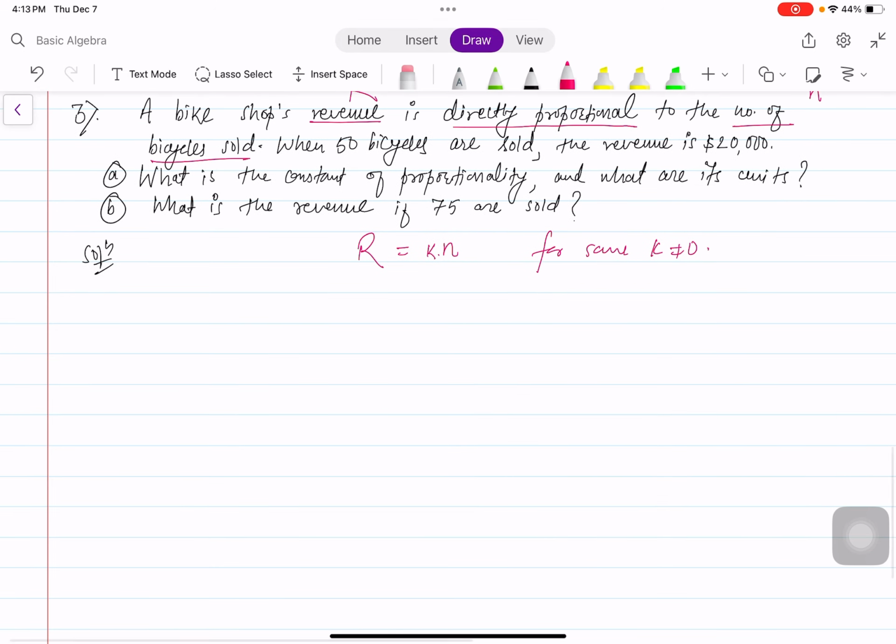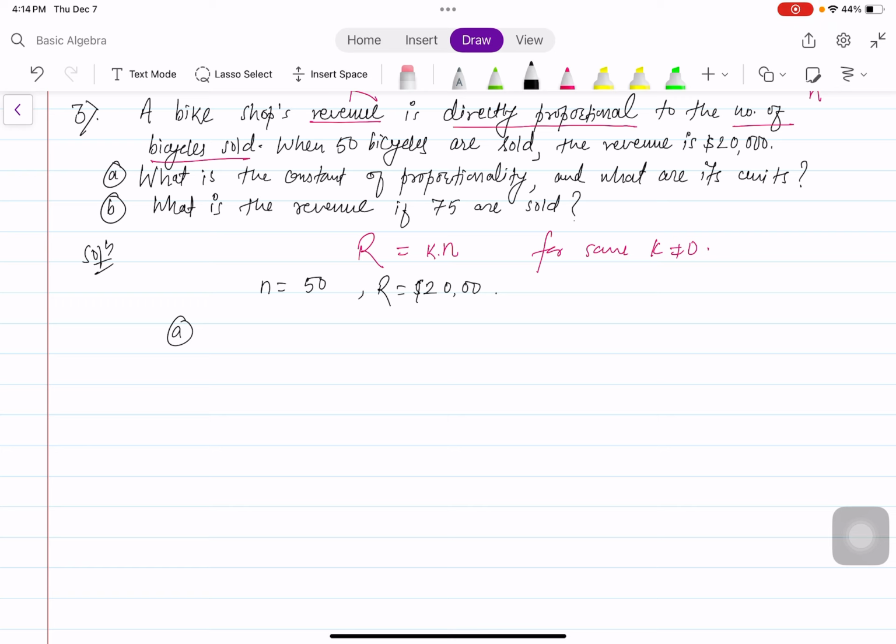Now what is next given? The next is when 50 bicycles are sold. So 50 is the value of n. The revenue is $20,000 in this case. So this is also given. Now these are the given things. What is the constant of proportionality? So they are asking the value of k.